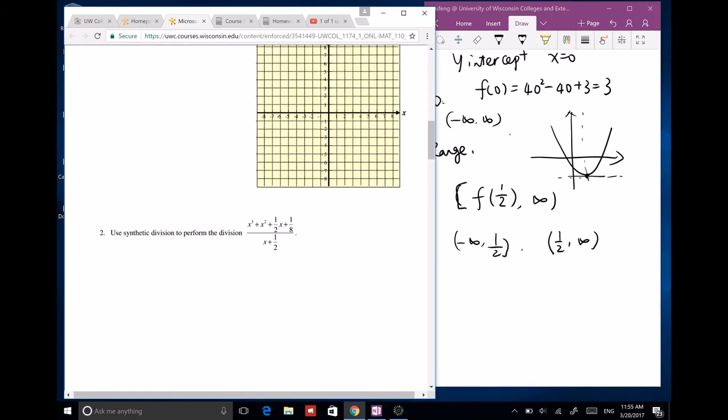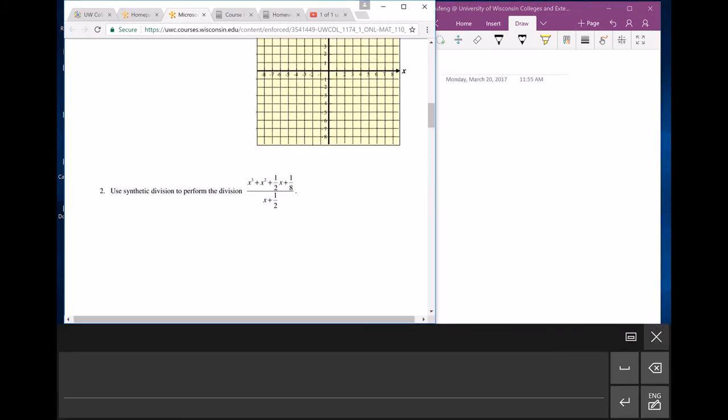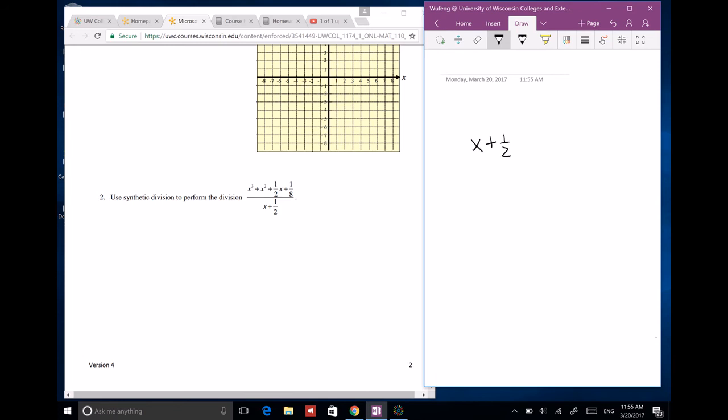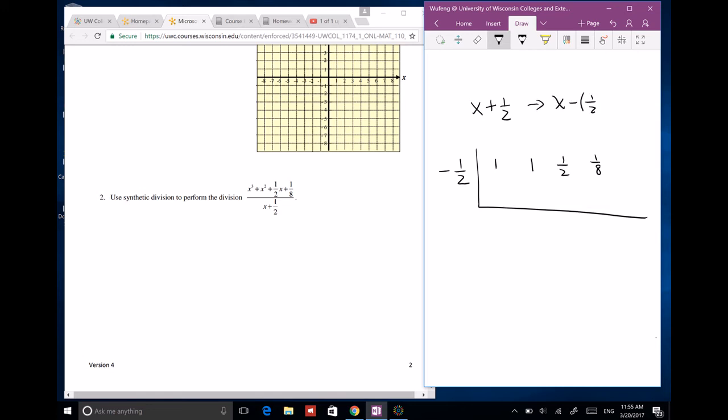Alright, so problem 2. Use synthetic division to perform the division. Since x plus 1/2 is the factor, if we use synthetic division, it's going to be 1, 1, 1/2, 1/8, which are the coefficients of the polynomial. If it's x plus 1/2, then we use minus 1/2, because you change x plus 1/2 into x minus (-1/2). So this is your divisor.